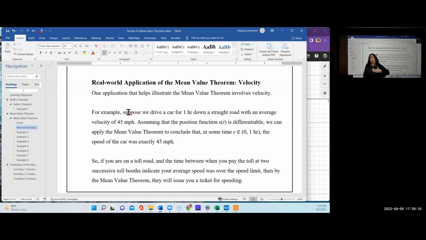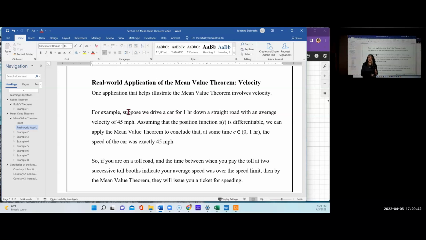And because they have the values at the two endpoints, they can find your average velocity. They take the distance and they divide by the time between when you checked in at the first toll booth and when you checked in at the second. Now, here's the tricky part. The position function is a continuous function over any amount of time, so certainly over the closed interval from 0 to however long it took you to get from point A to point B. It's also a differentiable function.